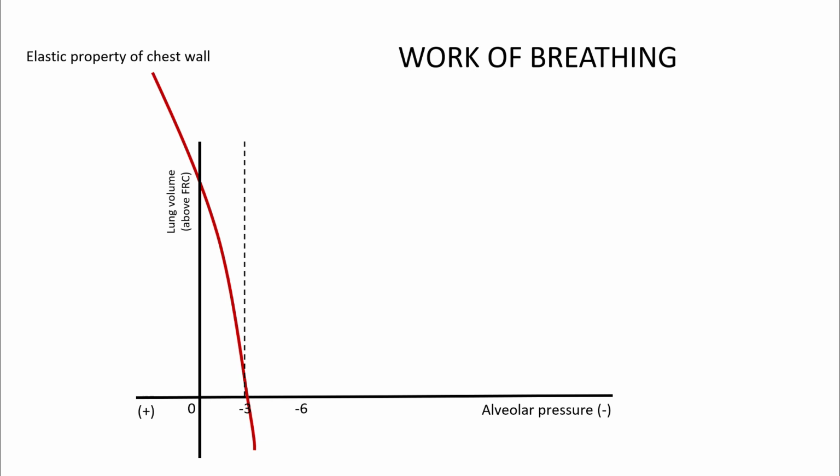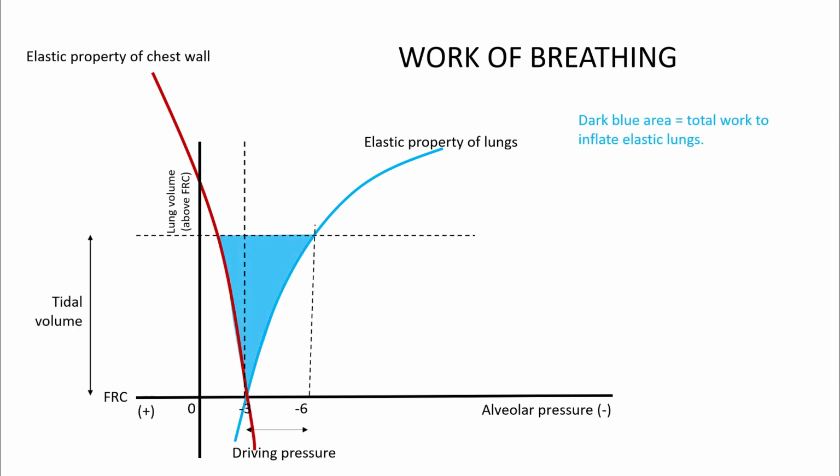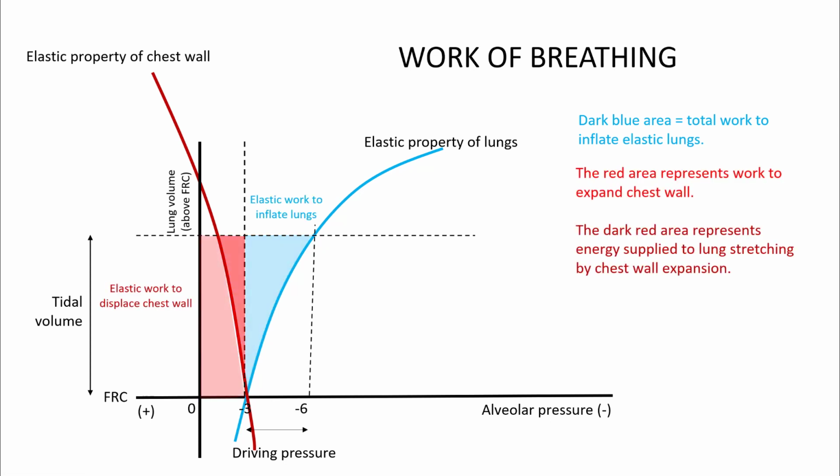We have alveolar pressure on the x-axis and lung volume on the y-axis. The brown line shows the elastic property of the chest wall, and the blue line shows the elastic property of the lungs. As your volume increases, you can see that the elasticity of the lungs increases and the elasticity of the chest wall decreases. The point where both of these elasticities meet is your functional residual capacity. When you give a driving pressure, you generate a tidal volume. The area shown in blue is the work of breathing against the elasticity of the lungs. The area in red shows the elastic work to displace the chest wall.